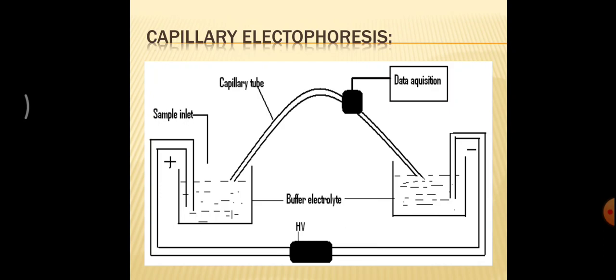So the positively charged species move faster. Here the speed is the sum of electroosmotic flow and electrophoretic mobility, and negatively charged molecules lag behind the other species. So the neutral molecules will move at the same speed as that of the electroosmotic flow. As a result, positively charged, negatively charged and neutral molecules will be separated.